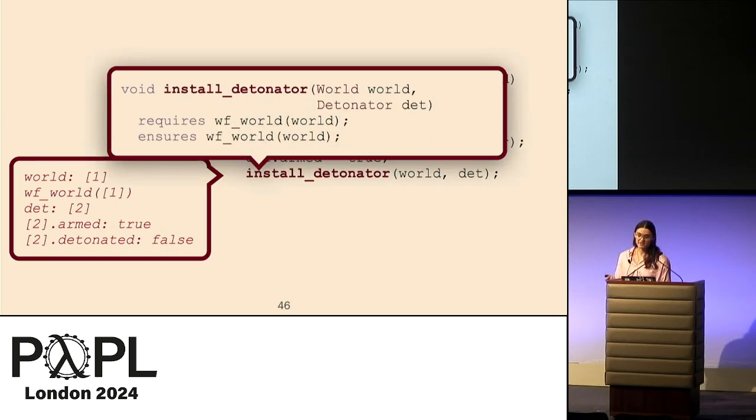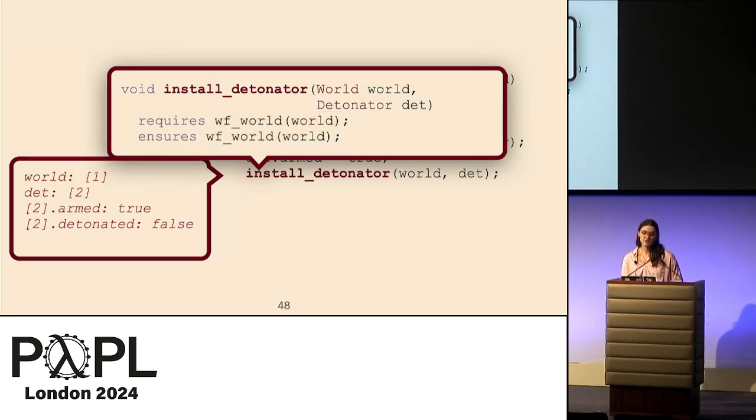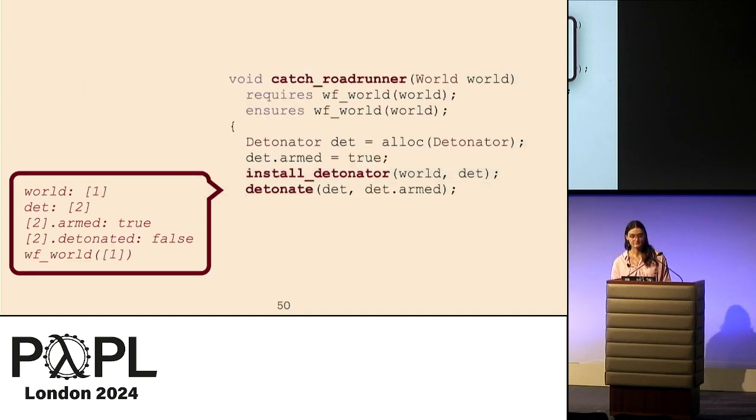Now we call install detonator. If we look at its signature, we see that it requires this instance of the well-formed world predicate. But we have this in our verifier state. So we can consume this predicate from the state. But now the postcondition gives us this exact predicate back, or an equivalent one back, and we add this to our verifier state. Since after the method returns, we know we will have this predicate again.